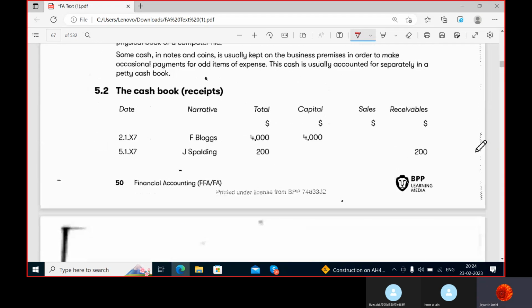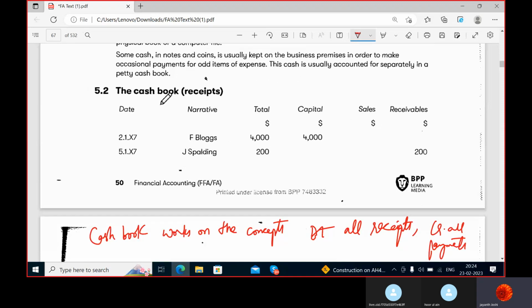So what I have explained to you, the same thing you can find here. The cash book shows all the receipts in the debit. Narrative is nothing but details. F Blocks, J Spalding. We received some cash from them. What we received from them is $4,000 and $200. F Blocks has started business with $4,000. So what has the business received? $4,000. That was in the form of capital.